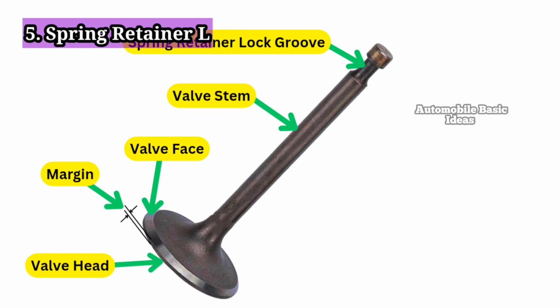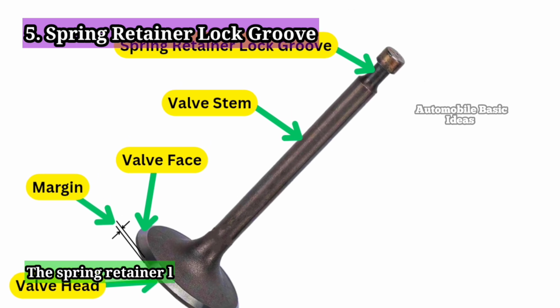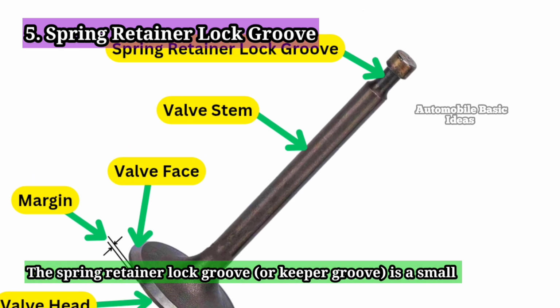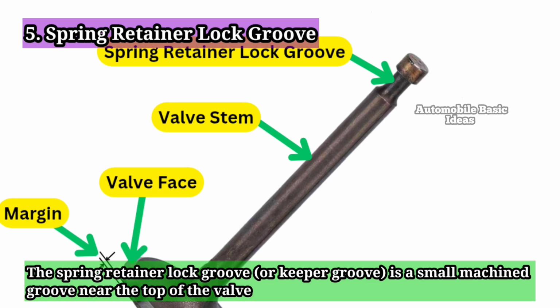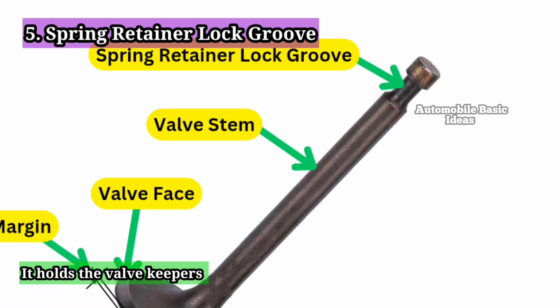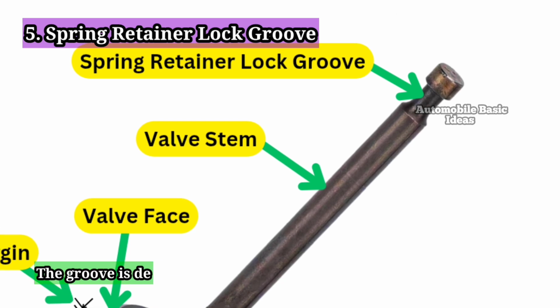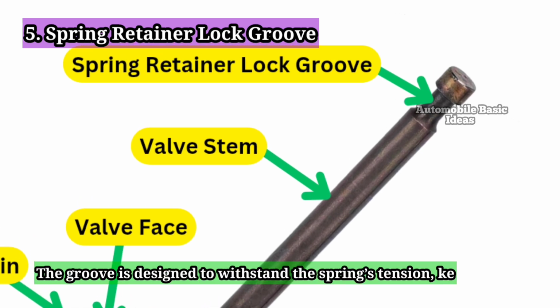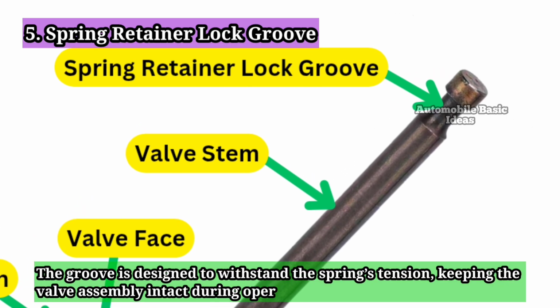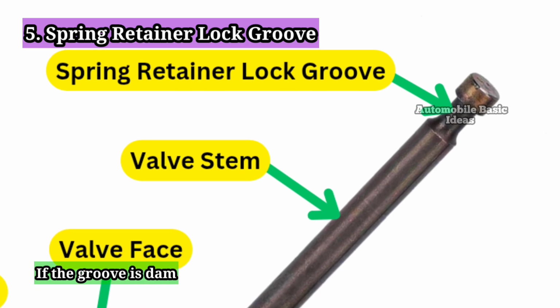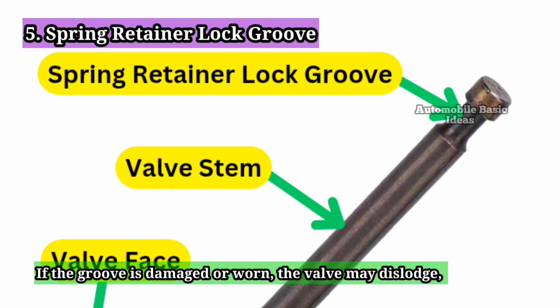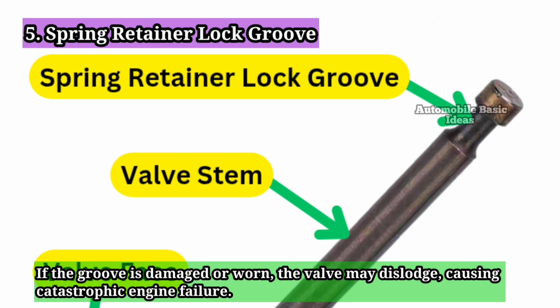5. Spring retainer lock groove. The spring retainer lock groove, or keeper groove, is a small machined groove near the top of the valve stem. It holds the valve keepers, or locks, which secure the valve spring retainer in place. The groove is designed to withstand the spring's tension, keeping the valve assembly intact during operation. If the groove is damaged or worn, the valve may dislodge, causing catastrophic engine failure.